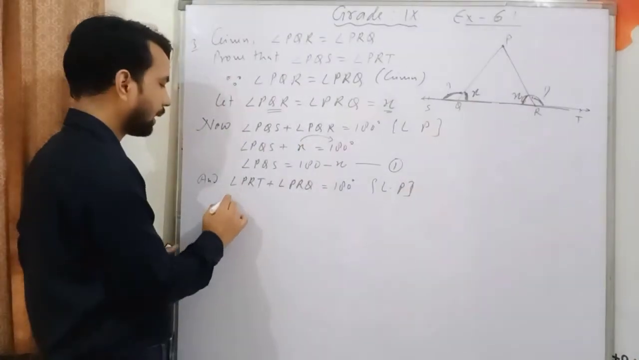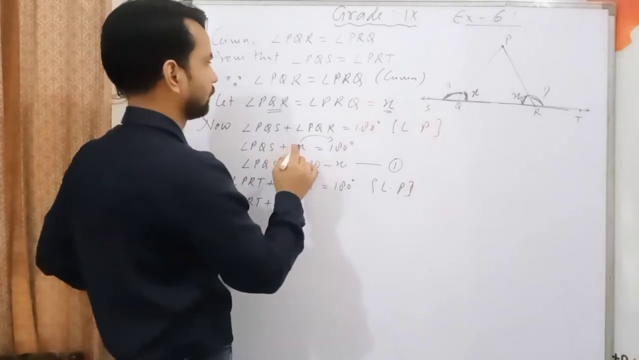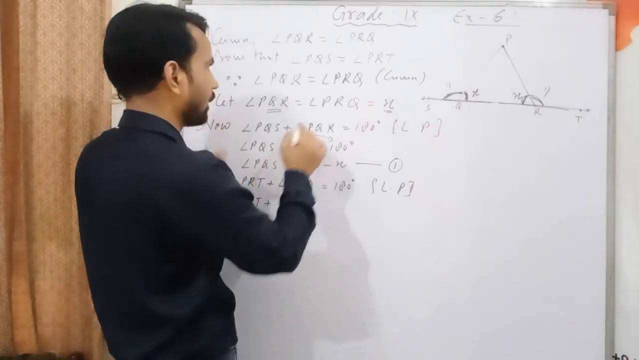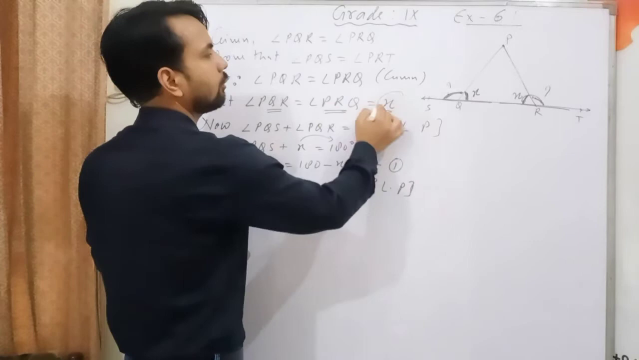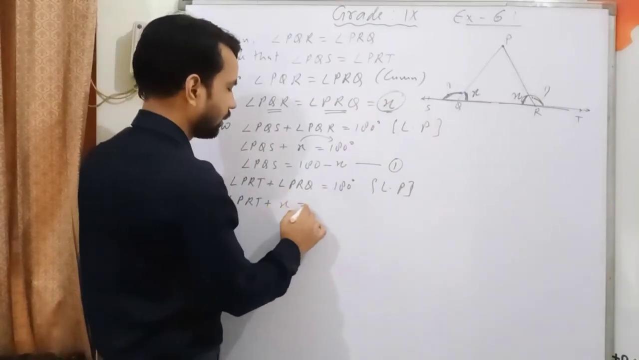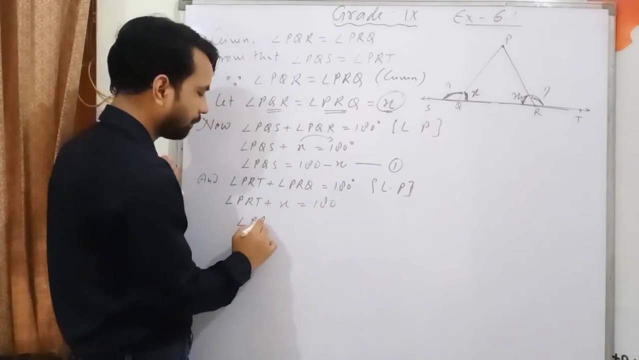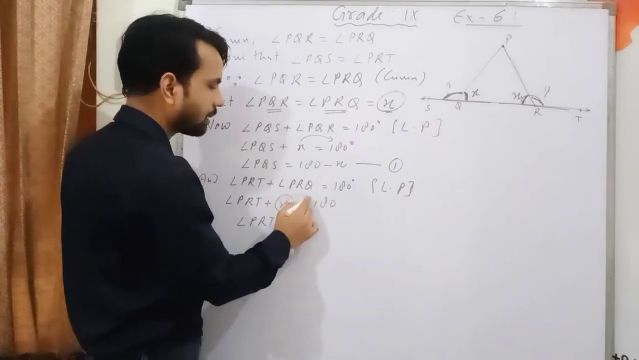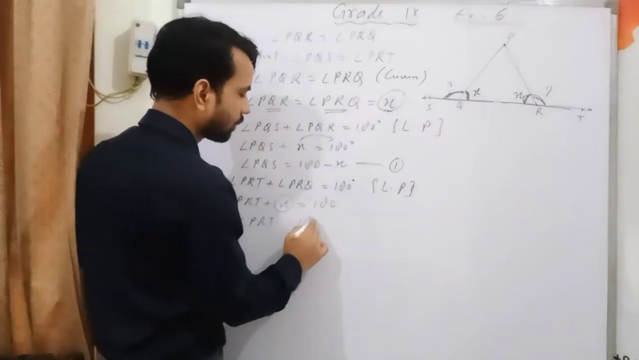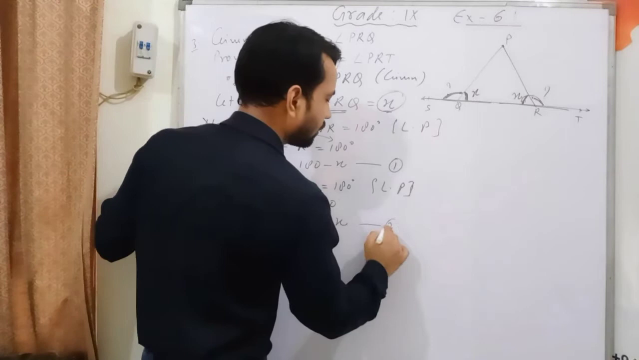Now see, PRT will remain same plus PRQ is this. This is equal to how much? x. So we will have to write here x equal to 180. Now if we want to find PRT, then this x will be subtracted from 180. So 180 minus x. Call this equation number 2.